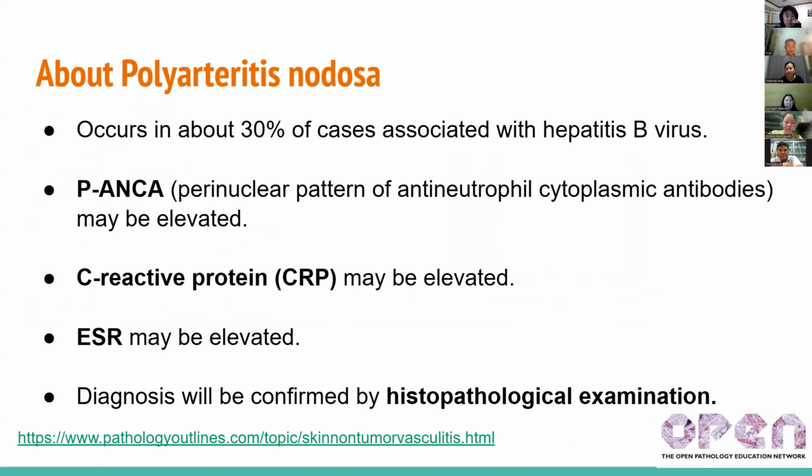About this disease, about 30% of cases are associated with hepatitis B virus, and a perinuclear pattern of anti-neutrophil cytoplasmic antibodies may be present. C-reactive protein and ESR may be elevated in this disease, and the diagnosis will be confirmed by histopathological examination. And next slide.